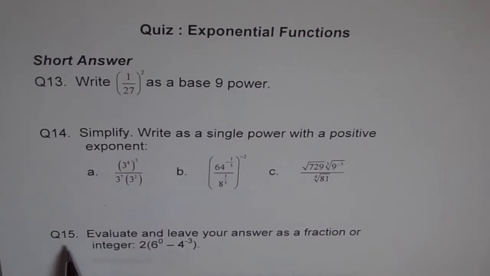Now question 15 is evaluate and leave your answer as a fraction or integer. 2 within bracket 6 to the power of 0 minus 4 to the power of minus 3. Okay, now let's do that.